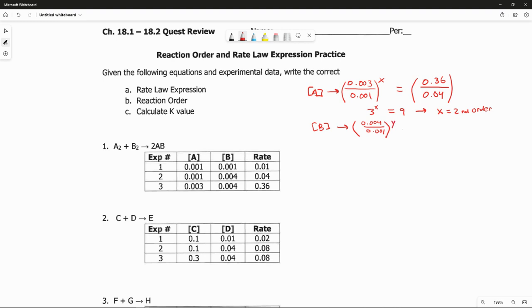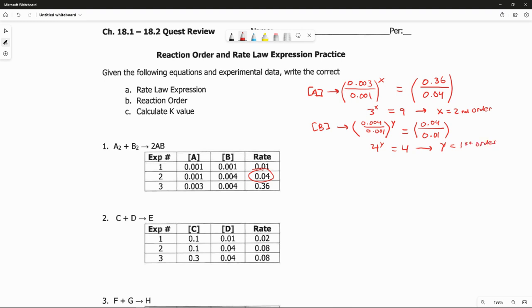This time we're solving for y. Since 0.004 corresponds with 0.04, that goes on top. And the bottom, 0.001, corresponds with 0.01, so that goes on the bottom. So all you do here now is solve. Plug this into your calculator, and that will give you 4. You put y, carry down the y, and this will also give you 4. So we can already tell y equals 1. So that is first order.